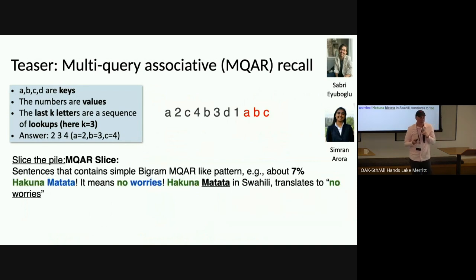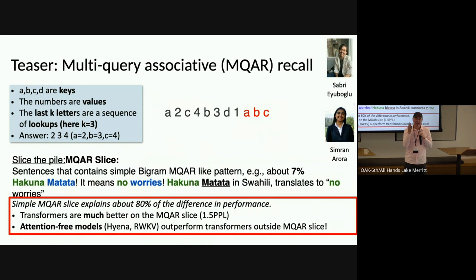When I said it didn't solve everything, I wanted to highlight Simran and Sabri. It's this idea that effectively, what you really want to do in language is not just have one lookup, you want to have multiple lookups at various different distances back. And it turns out that that slice of data completely explains the difference between transformer models and all these convolutional models. And the paper will come out soon. Basically, the attention models do really well on these bigram and multigram lookup parts of the data set. If you pull them out, then the convolutional models do better on language modeling on the other part of the slice. And the question is, how do you get the best of both worlds?